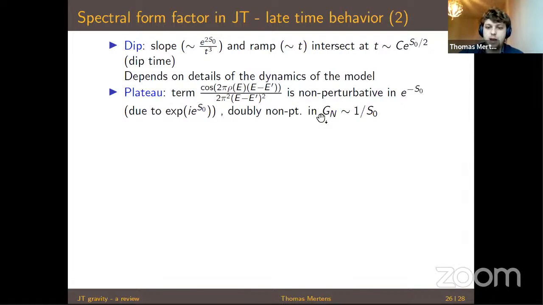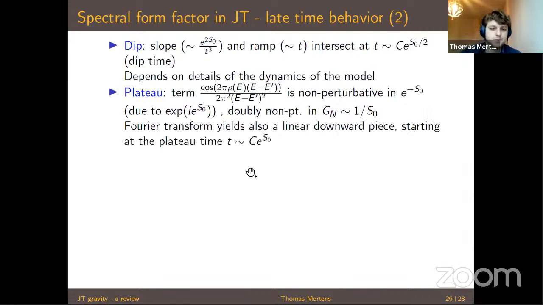So this is non-perturbative in the genus expansion, or in the e to the minus S0 expansion. But if you would go back to our original theory, where S0 and Newton's constant are actually related like this, then this kind of object would be doubly non-perturbative in the expansion in Newton's constant.